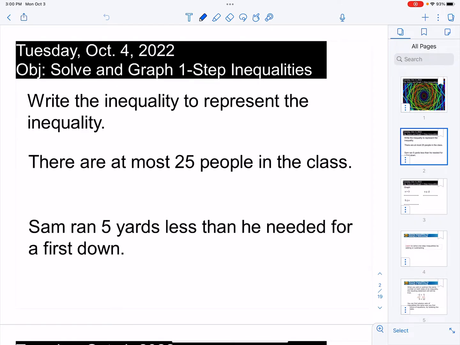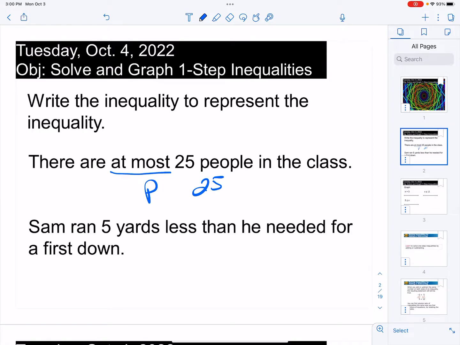So we'll do the first one here. It says there are at most 25 people in the class. If you remember from the lesson last time, the first thing you had to do was pick a variable. In this particular one, I'm going to pick the letter P. And then you're going to write the number down. Now we have to look for phrases that represent an inequality. This says at most 25 people, so 25 is the most that there can be.